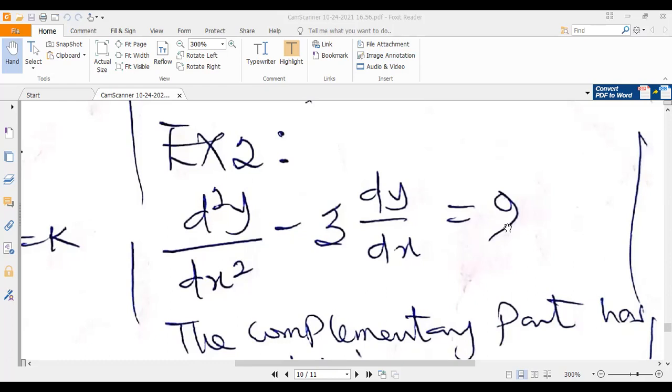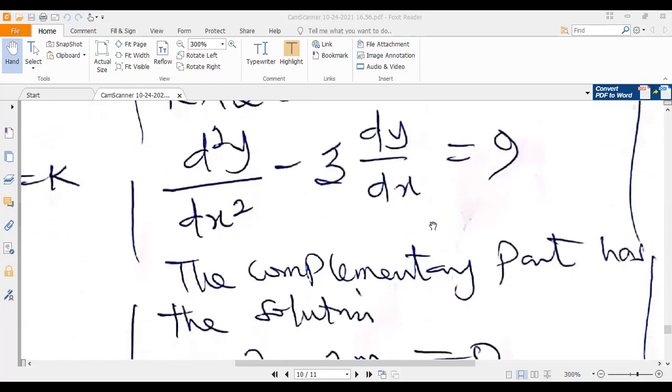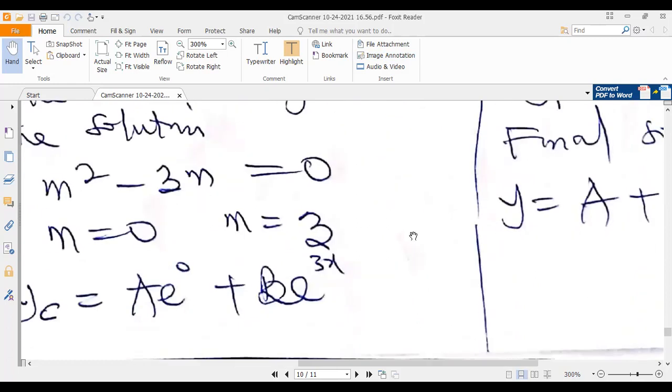In this case, you notice that something is missing. Do you notice? Now, let me show you another example.